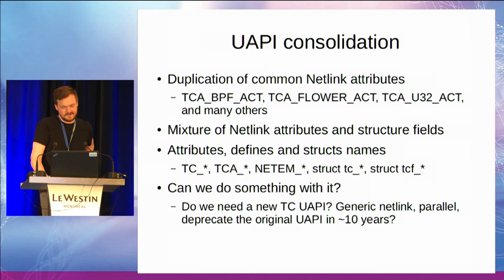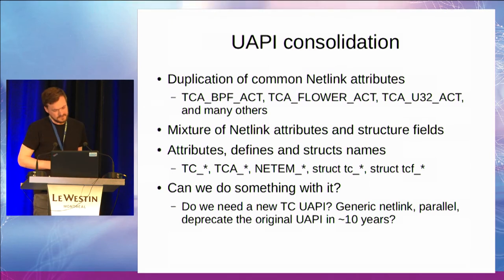Another thing is the user space API, and for example, for the classifiers, there's a lot of duplication of the NetLink attributes. You can see for BPF, Flower, U32, other classifiers, these attributes do the same thing or are used for the same thing. Also, if you look at the prefixes, you can use TC and TCA, NetM. I don't know why. Yeah, I agree with you. It's redundant because they all mean the same thing, right?